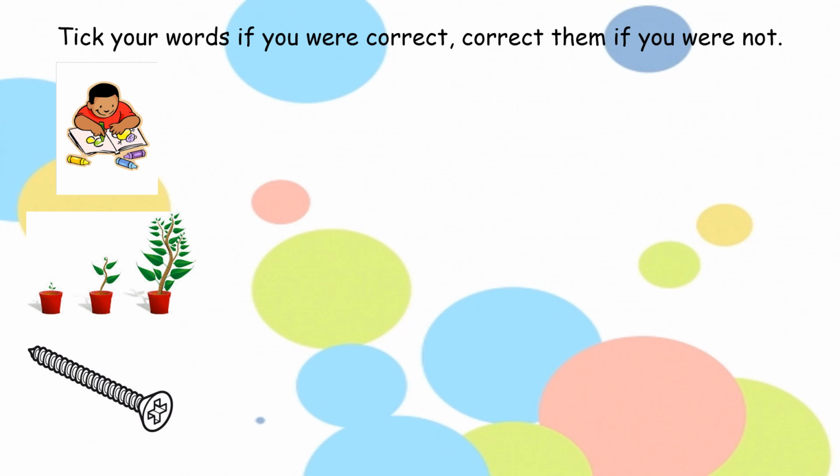Okay, now let's go through our spellings. The first word was drew. How many sounds can you hear in the word drew? Amazing, we have 3 sounds. Put up your 3 fingers. Let's say the word drew and let's pinch our sounds. D, r, u, drew. There is our word.